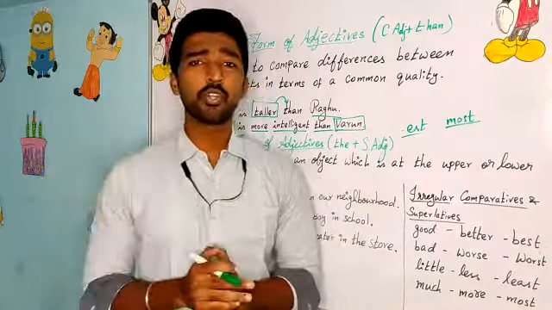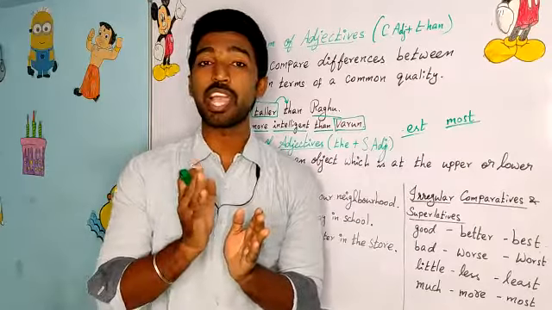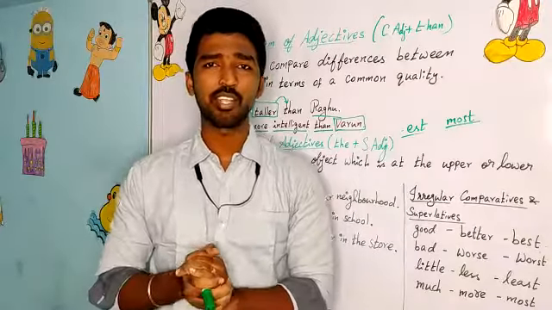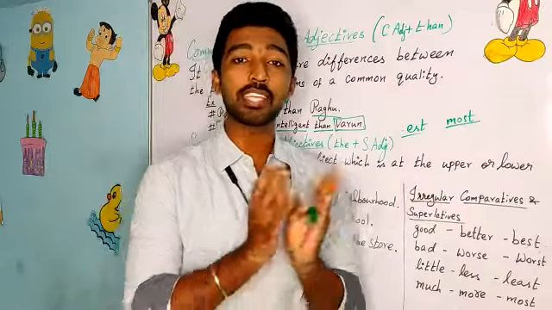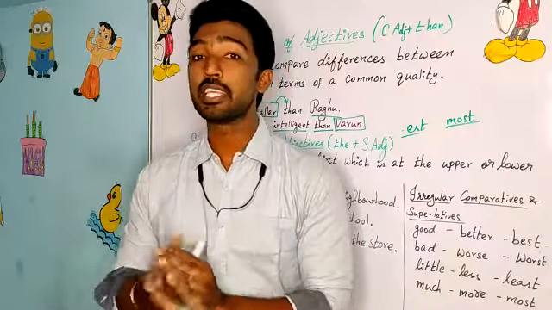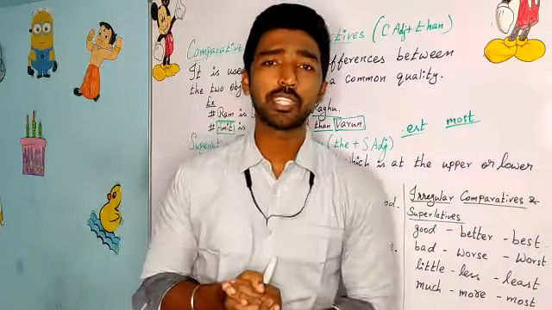Now you know how to make the comparative form of adjectives as well as the superlative form of adjectives. For the comparative form, we are just going to add er to the end, and for the superlative form, we are going to add est to the end. But for some adjectives, we cannot add er or est. Those adjectives are called irregular comparatives and superlatives. Some of the irregular comparatives and superlatives I have listed here.